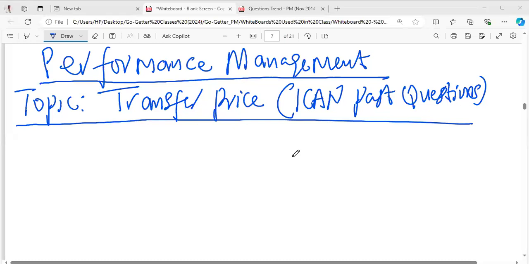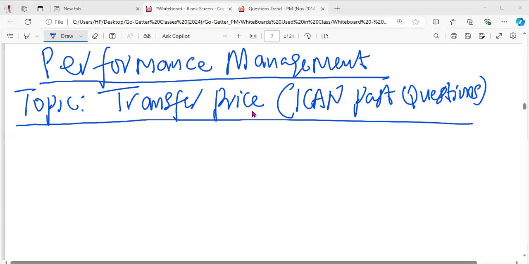We call that goal congruence. If the overall objective of the group is to increase the group's income and profit, irrespective of the increase or decrease in profit of an individual division, then we are working as a group. Today, we are going to look at past questions.